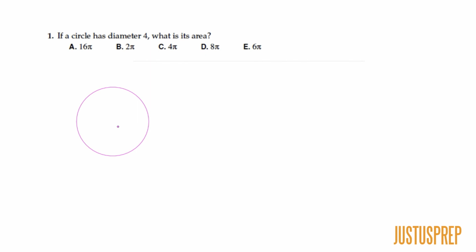Question number 1, if a circle has diameter 4, what is its area? So we have a circle here and it says that the diameter is 4. Diameter is a chord that goes through the center of the circle, and it's saying that the entire diameter is 4. That means the radius is 2. Diameter is 4, radius is 2.